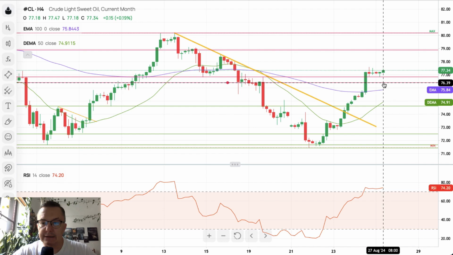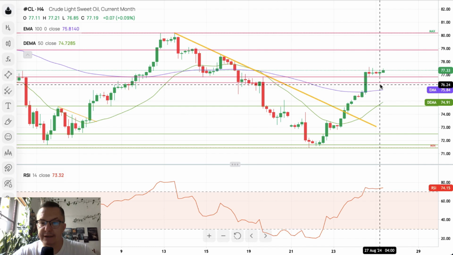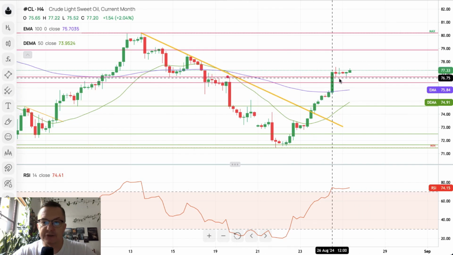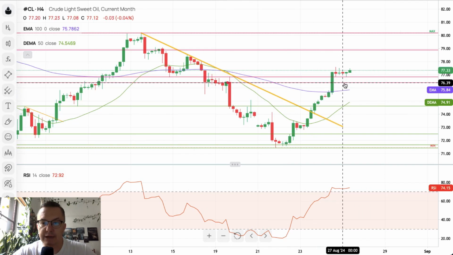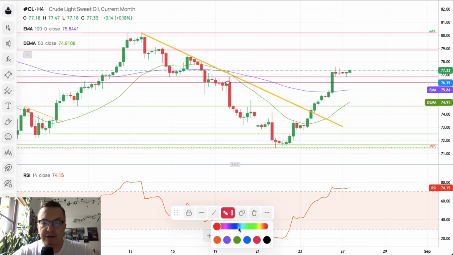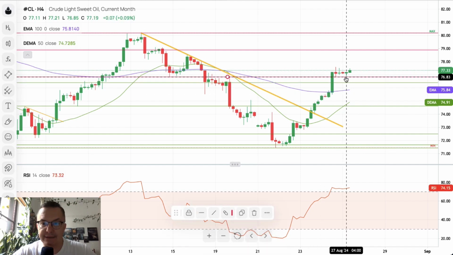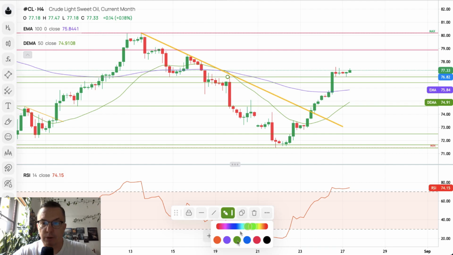The key technical resistance level and the supply zone has been violated as well. 76.39, 76.83. This is the technical supply zone range. So because it was violated, now it will act as a technical support, both of these levels.